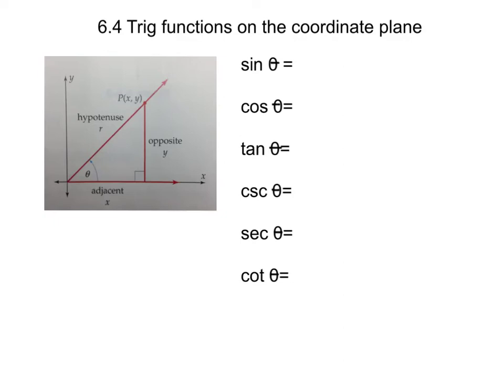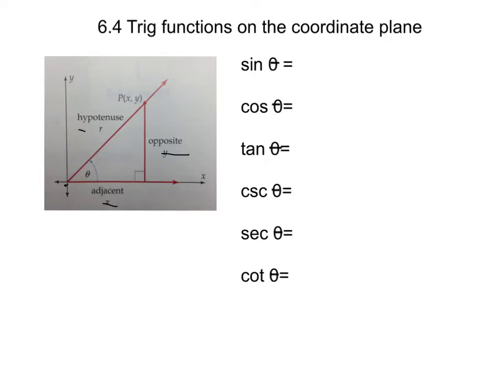Section 6.4 deals with trig functions on the coordinate plane. In Section 6.1, we defined trig ratios using a right triangle, and we talked about opposite, adjacent, and hypotenuse. Today we've put it on the coordinate plane, put our vertex at the origin.